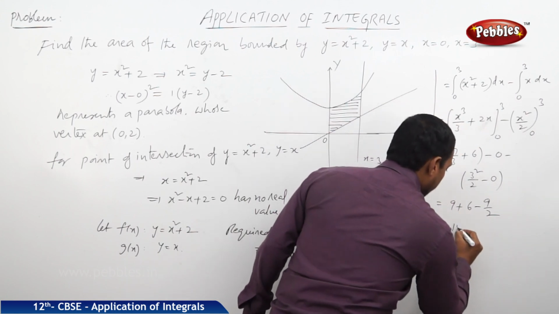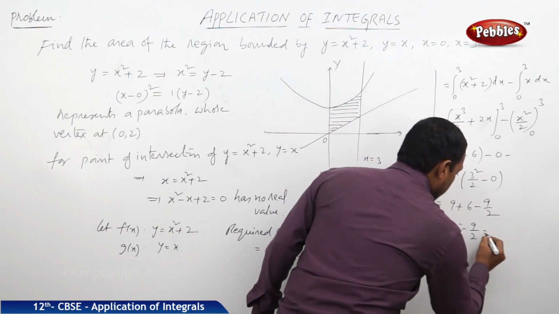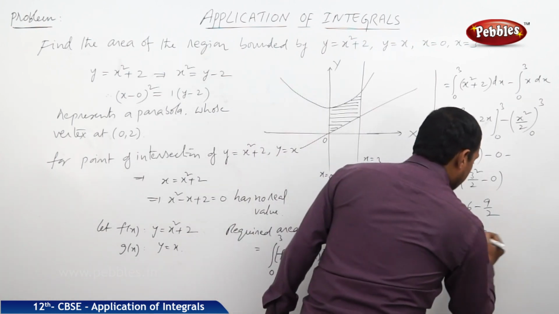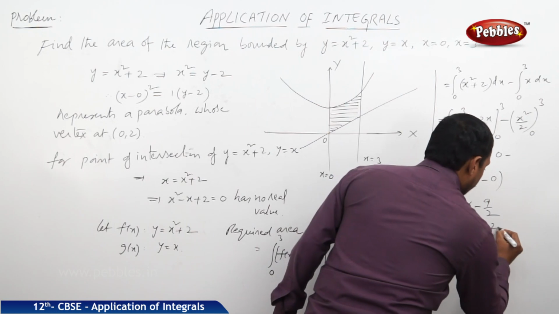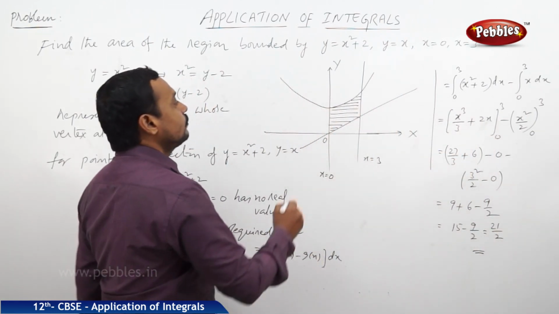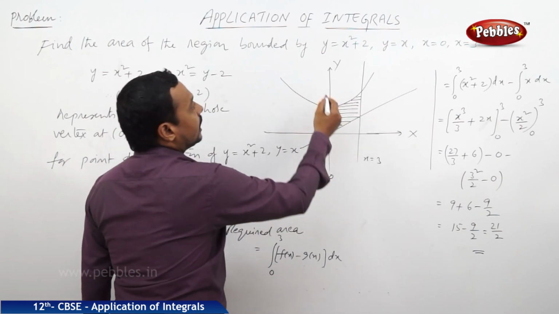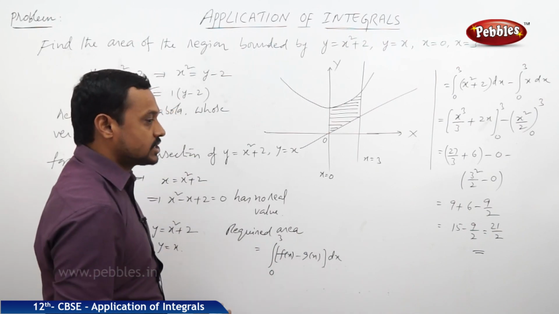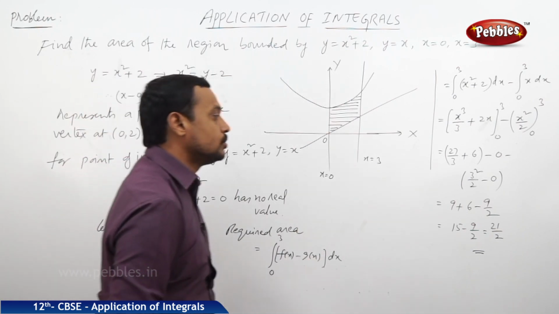9 plus 6 is equal to 15, minus 9 by 2. When we take the LCM, 15 twos are 30, 30 minus 9, 21 by 2. Therefore, the area of the region bounded by the curve and the straight line within the limits x is equal to 0 and x is equal to 3 is 21 by 2 square units.